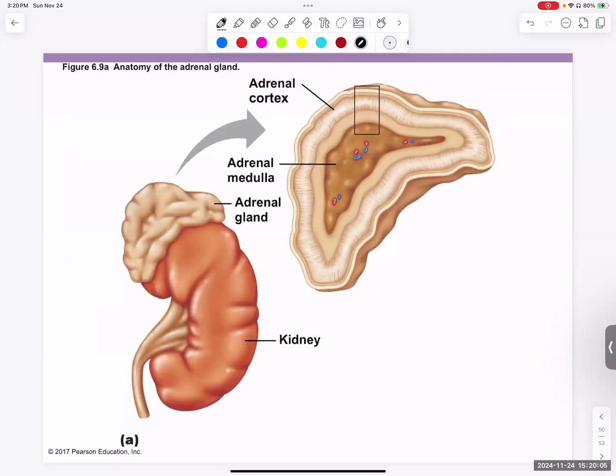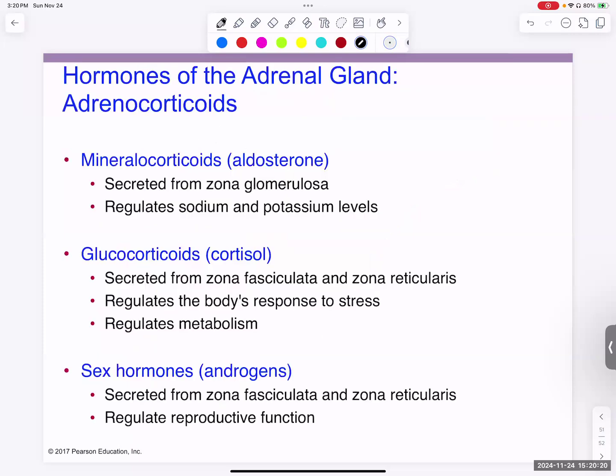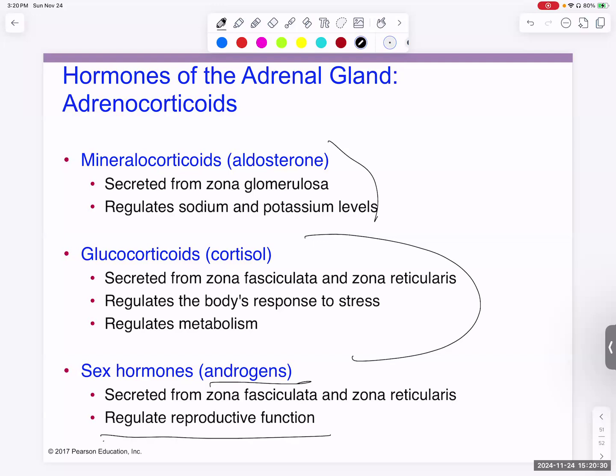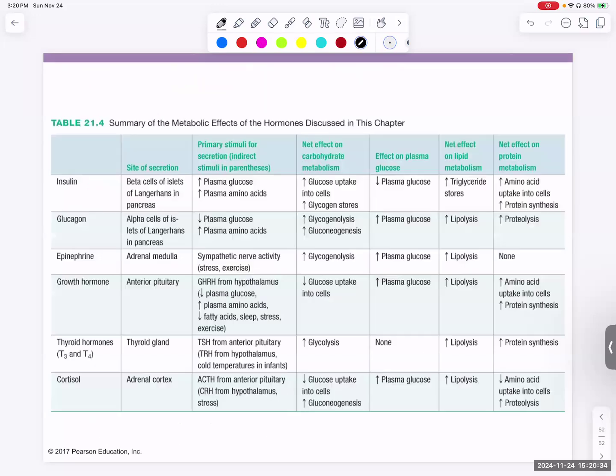So this is kind of showing you the adrenal medulla. This is where epinephrine and norepinephrine are, and the adrenal cortex. This is cortisol here, and aldosterone are in that cortex. Hormones of the adrenal gland. Aldosterone's kind of the big one we talk about in physio, and then cortisol is also a big one. There's also androgens. They regulate reproductive function, and we're not getting into that too much in this class.